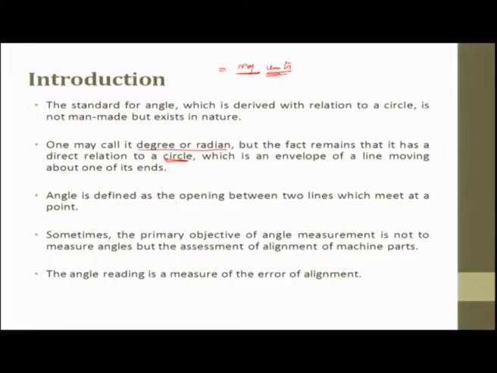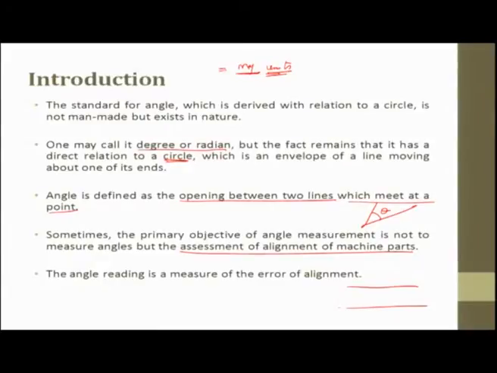Angle is defined as the opening between two lines which meet at a point. If the definition is not properly done, the opening between two lines which never meet will never give you an angle. So when we want to measure an angle, this is a very, very important point: the lines meet at a point. Sometimes the primary objective of an angle measurement is not to measure the angle, but to assess the alignment of a machine part.